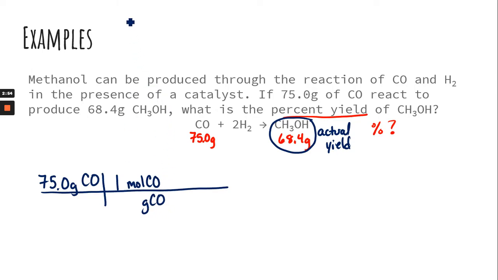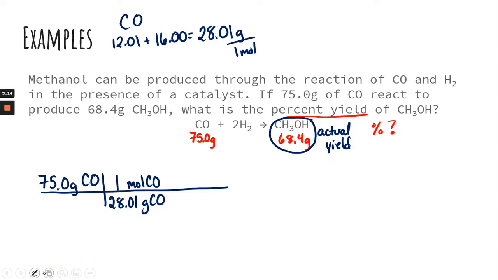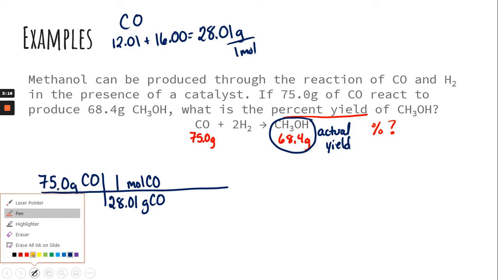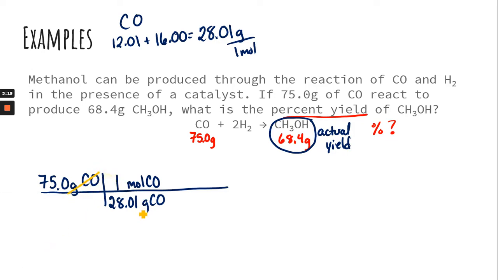or grams. So carbon monoxide, carbon is 12.01, and oxygen has a mass of 16. Again, those are coming from the periodic table. So that's a molar mass of 28.01 grams per every 1 mole. So 1 mole has a mass of 28.01 grams. Now if we were to stop here, multiply and divide, the grams would cancel and we're at moles of carbon monoxide.